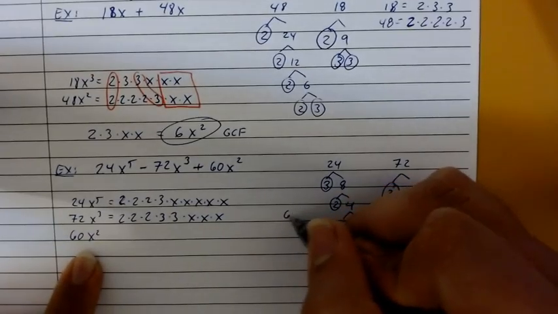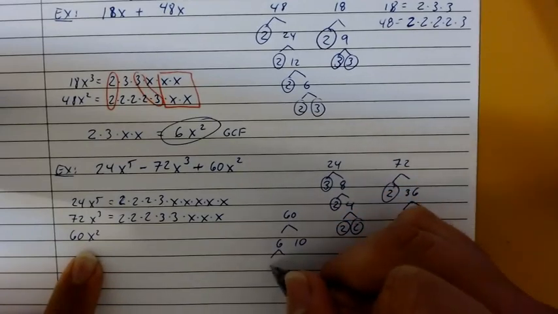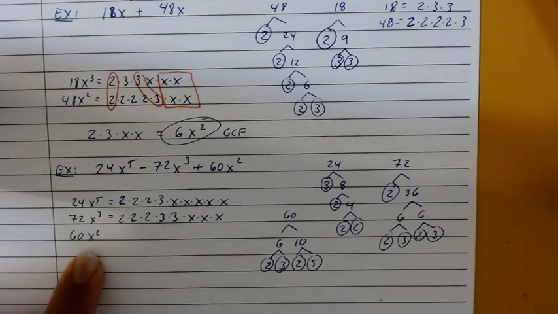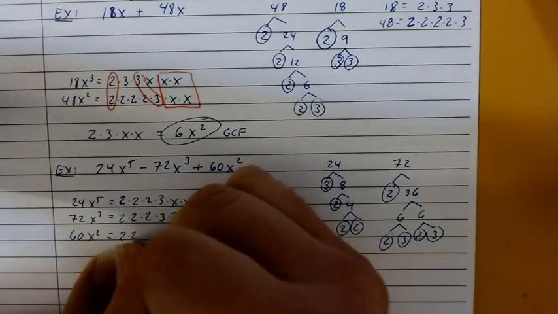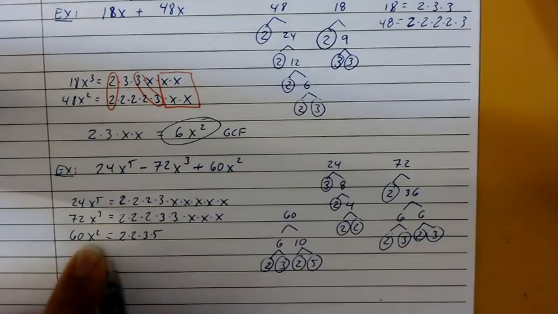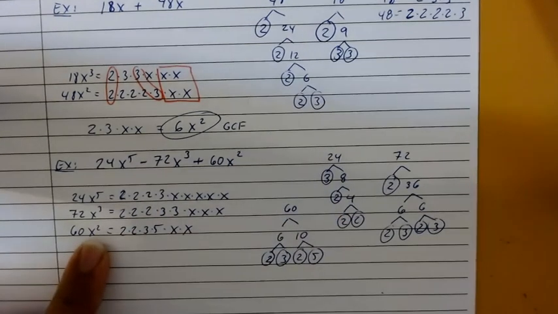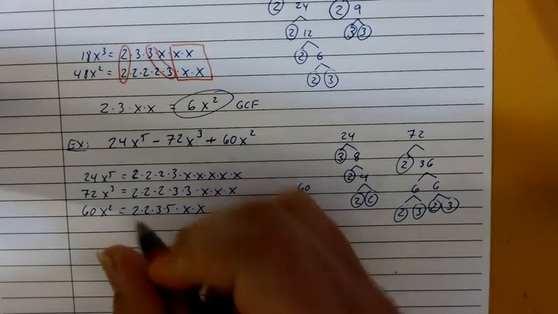And finally, 60x squared. Well, let's see here, 60 is 6 times 10. And I know the 6 can be factored as 2 times 3, which are both prime, and the 10 can be written as 2 times 5, which again are both prime. So that's going to be 2 times 2 times 3 times 5. And then I have my x squared here, which is just x times x. All right, so I've factored out all of my terms, which means I can now look for what they have in common.